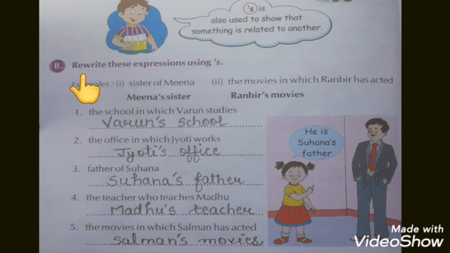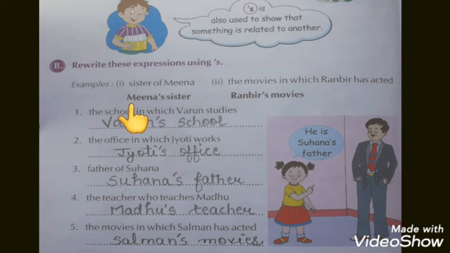Next, rewrite these expressions using apostrophe s. अब हमें क्या करना है कि हमें जो expressions नीचे points में दिए गए हैं उनको rewrite करना है by using apostrophe s. So the first example is sister of Meena. Meena is a noun. So after the noun we use apostrophe s. So this is a noun and we put apostrophe s and this is a sister. So sister किसकी थी वो? Meena's की.